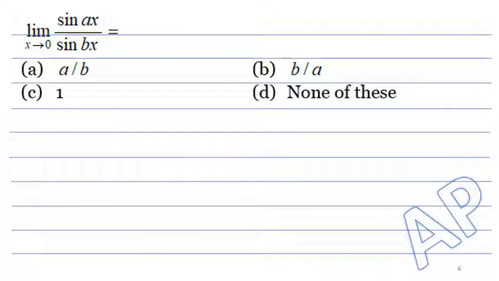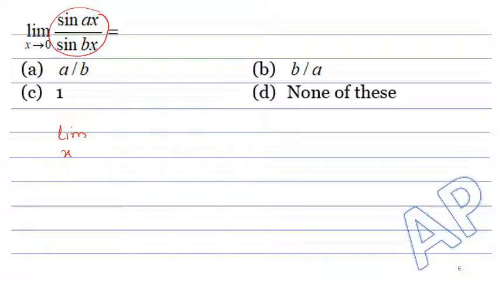Limit as x approaches 0 of sin ax by sin bx. We have 4 options. Let us simplify this and we can arrive at a conclusion that this can be used as a formula or a shortcut. So let us see how to solve this.